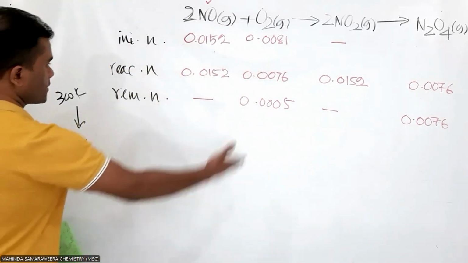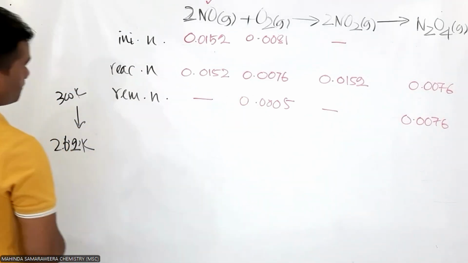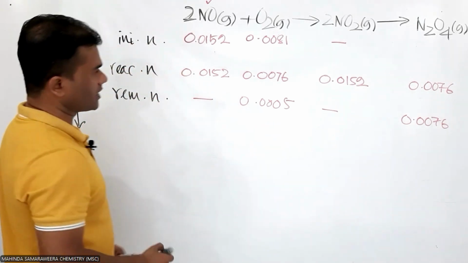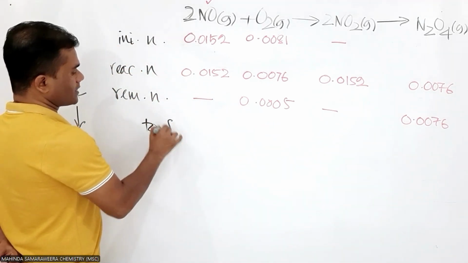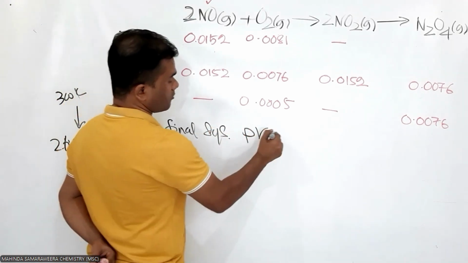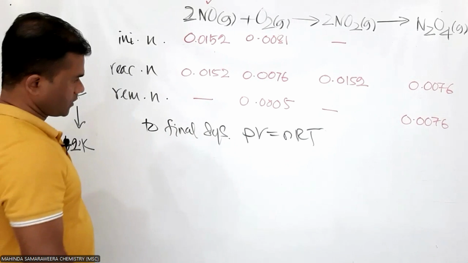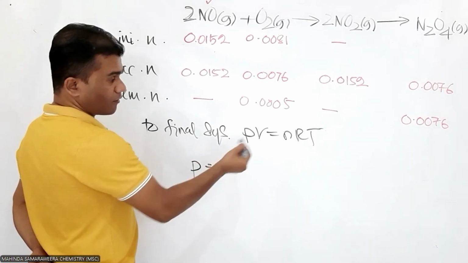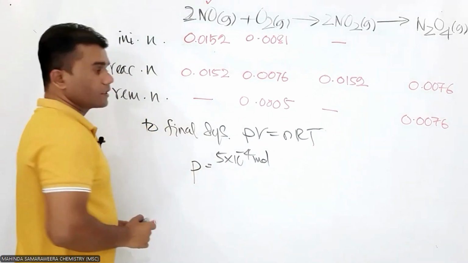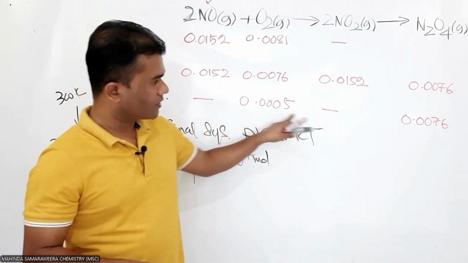So the composition we already got: it's 0.0005 moles of O2 available. But they asked to find the pressure. To find the pressure, for the final system we apply PV equals nRT. So the pressure will be the number of moles, 5×10^-4 moles. I think you noticed that I took only this number of moles; I didn't take the other one.